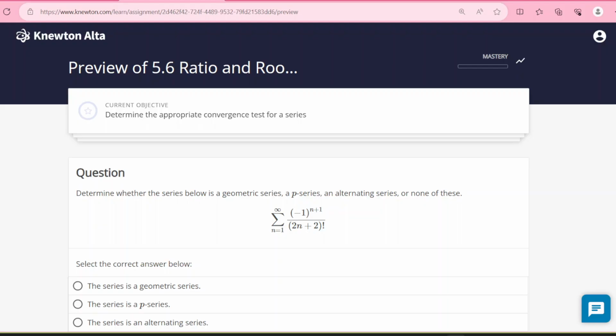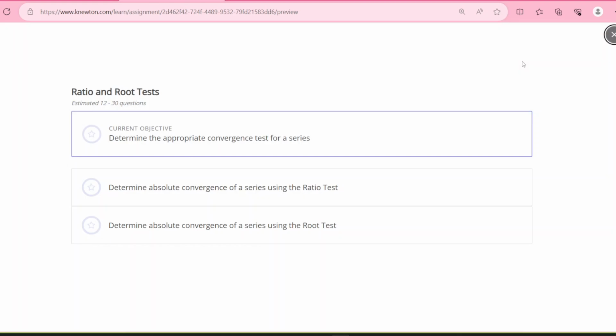All right, so here's what our Newton Alta assignment page looks like. At the title of the section in the upper left corner, you won't have the word preview. Upper right corner, you've got your mastery bar, telling you how far along you've gotten. Then you have the activity log next to that. It shows you how far along you've gotten with each objective. Looks like there are 3 individual objectives here.